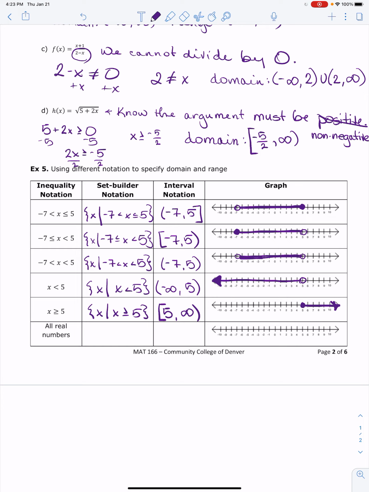Set of all real numbers. We've got the set of all x such that x is a member of the set of real numbers. And so now we're just including the entire number line.